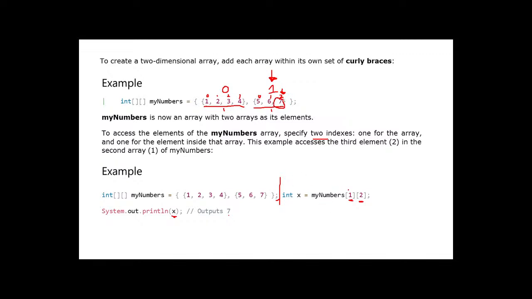So, what if this is index 0, index 3? What is the value of x? 4. 4. Okay, correct. Dali lang siya.